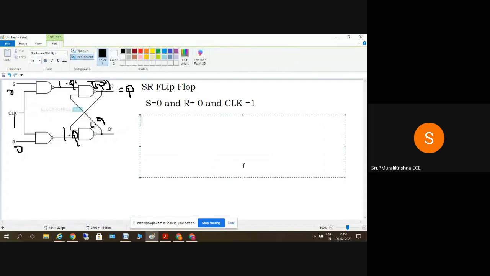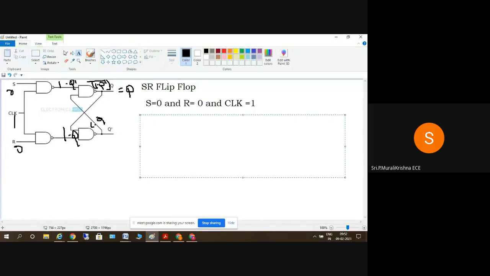So we'll be having 4 gates here. So gate 1, this is 1, 2, 3, and 4 here.